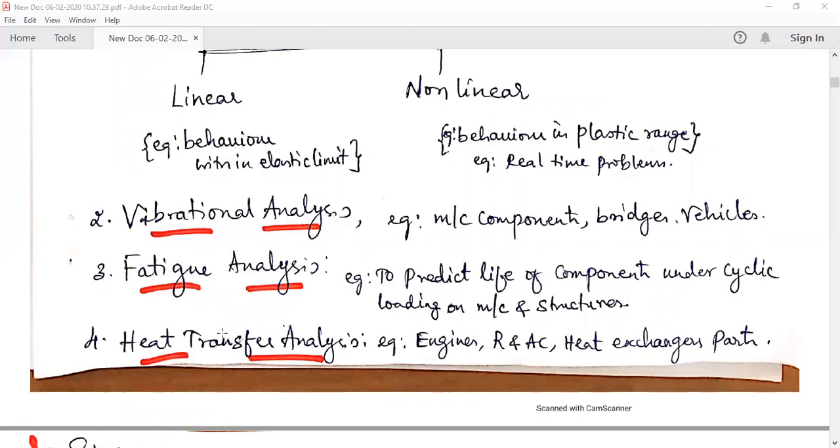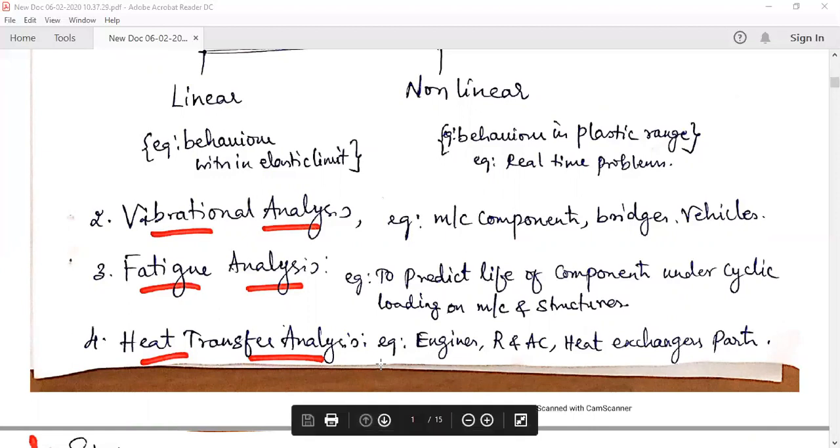Next, heat transfer analysis is one of the very important applications in the mechanical engineering field. It deals with a lot of thermal devices, engine components, refrigeration and air conditioning systems, heat exchanger parts. Wherever you notice the temperature effect coming into the picture, we perform heat transfer analysis.